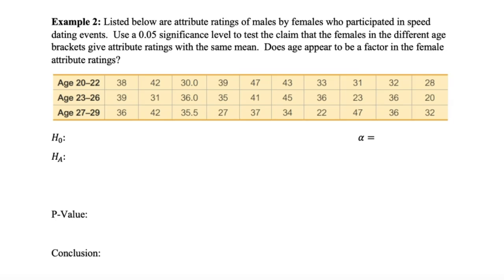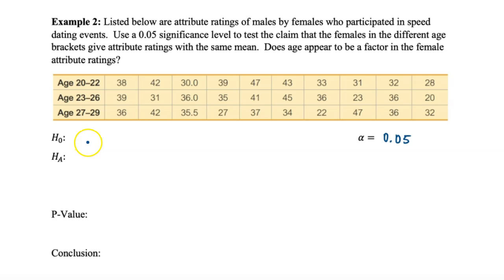Use a 0.05 significance level to test the claim that the females in the different age brackets give attribute ratings with the same mean. Does age appear to be a factor in the female attribute ratings? So let's start to look at our original problem. Well, we have a 0.05 significance level, so we can just put alpha as 0.05 if we know nothing else.